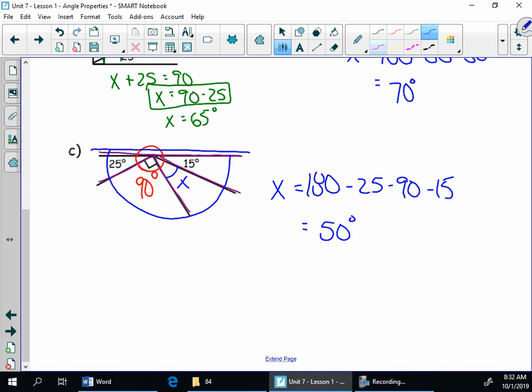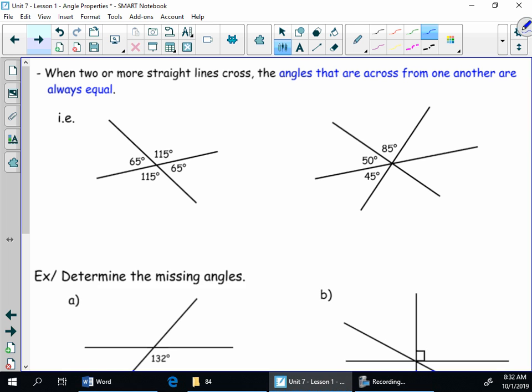Okay, so that one had a box and a straight line in it. So I have to think about my two rules that we have. And here's our last rule for today. So not only can lines meet each other, they can actually cross each other. If they do cross each other, the angles that are across from one another are always equal.